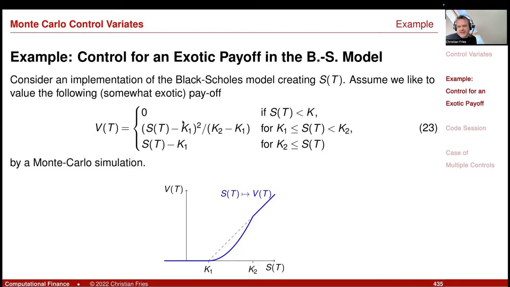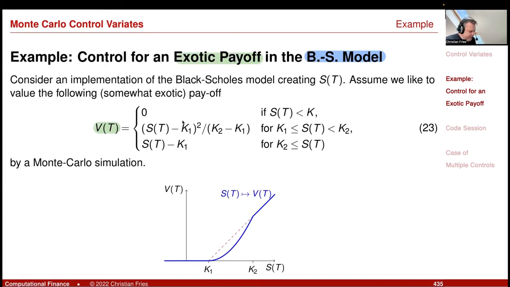Let me show you a nice example and also maybe try to do some coding with this. Maybe this example is a little bit academic, but it's not so far from reality. What you often have is a financial product or a function of which you would like to calculate the expectation, which is a little bit exotic, but which is close to something where you have an analytic formula. And what I consider is a European option under the Black-Scholes model. But now my European option is a little bit exotic. So I have the exotic payoff function.